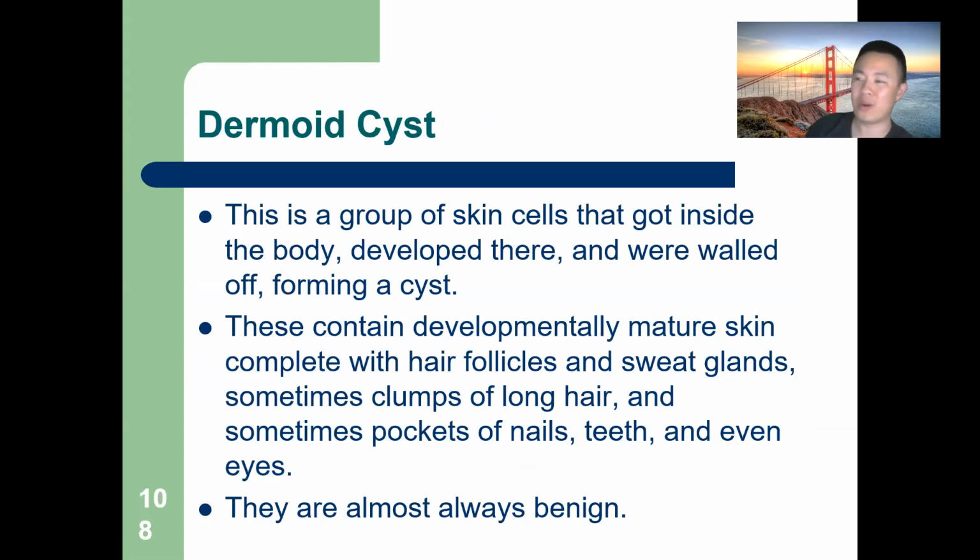All right, dermoid cysts here. This is a group of skin cells that got inside the body, developed there, and were walled off, forming a cyst. That's one of the body's ways to section off things that are not supposed to be there: to form a cyst. Now, these contain developmentally mature skin, complete with hair follicles and sweat glands, sometimes clumps of long hair, nails, teeth, and even eyeballs. They are almost always benign.